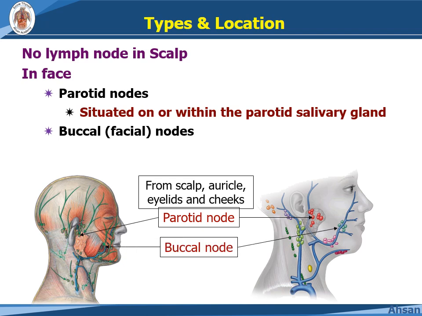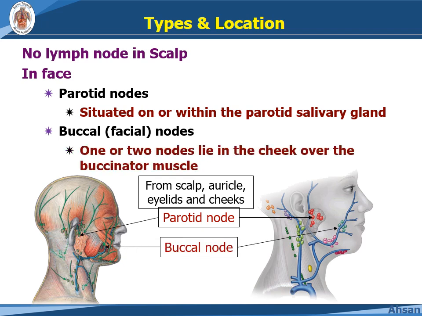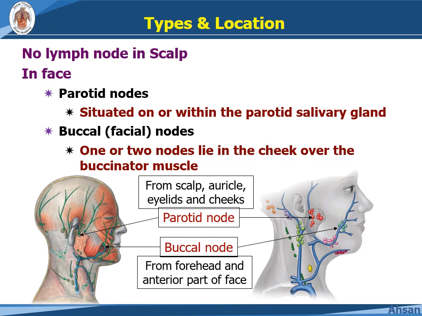Buccal group of lymph nodes. This is situated over the cheek and over the muscle, that is the buccinator muscle. There are only a few, maybe one or two lymph nodes. This drains the forehead region and the anterior part of the face.